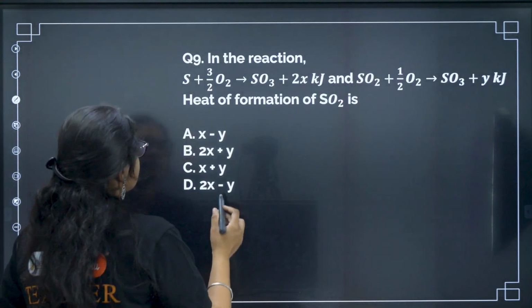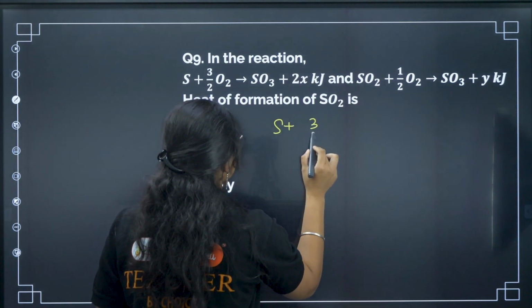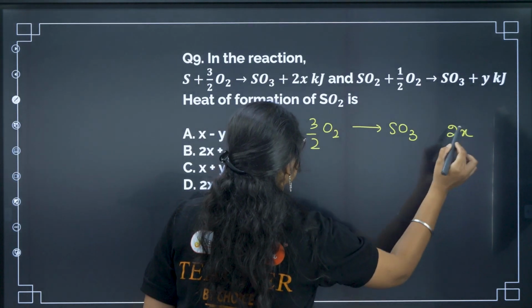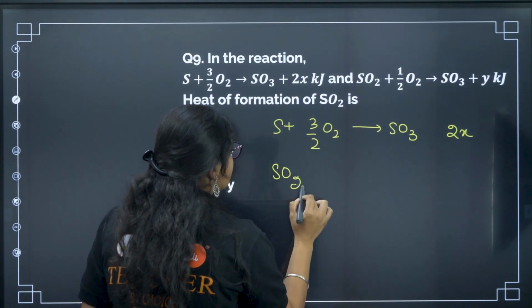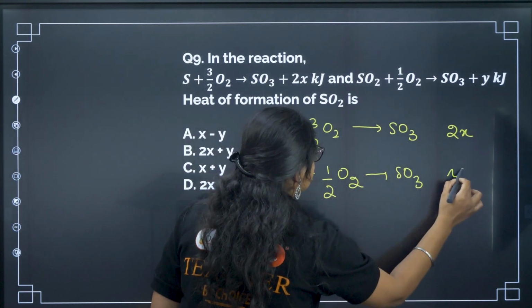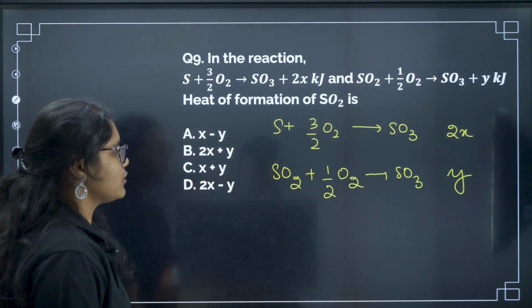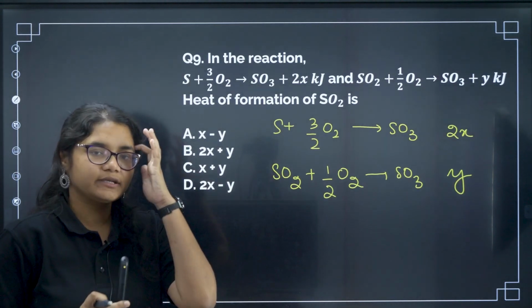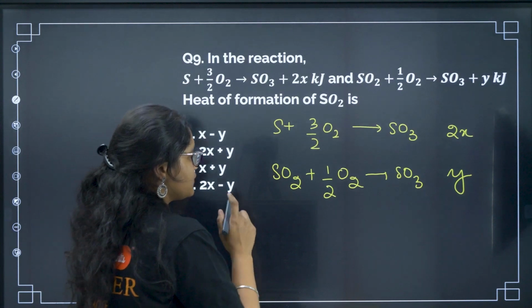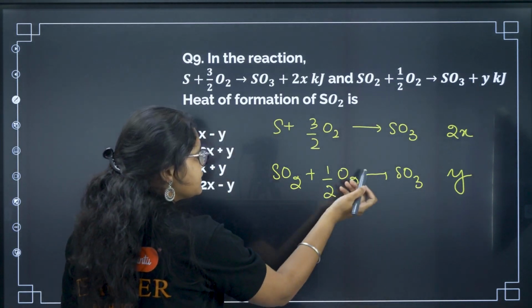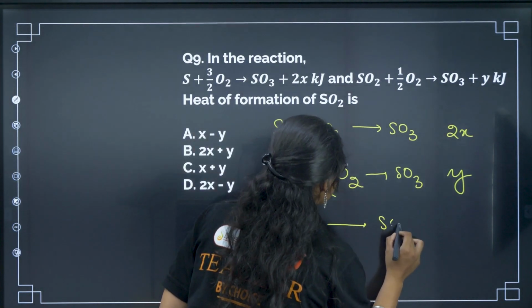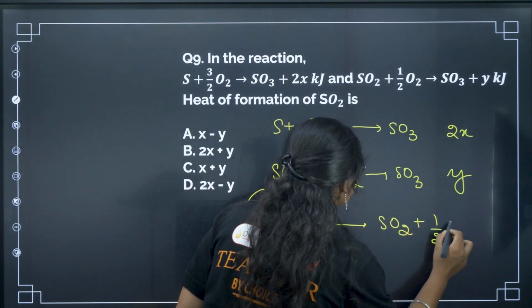Next, we have two reactions here. S plus 3 by 2 O2 gives SO3, with the value 2x, and another reaction is SO2 plus half O2 gives SO3, with this value Y. Now, the heat of formation of SO2. Whenever such a question comes, you have to arrange the given equations to form SO2. From the given equations, if we reverse the second equation, then we get SO3 gives SO2 plus half O2.